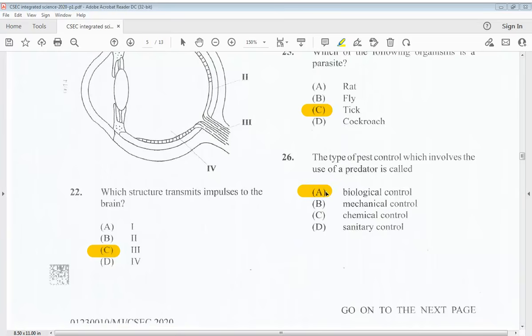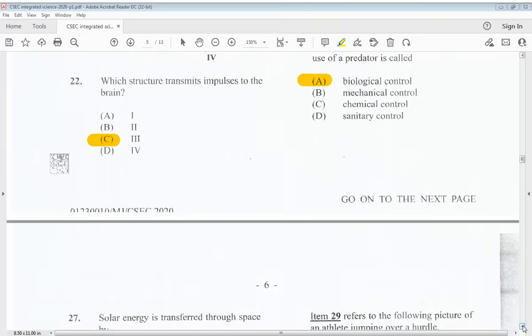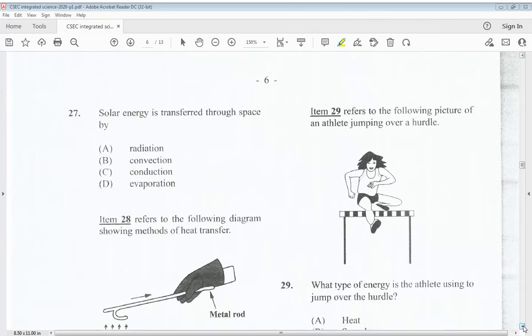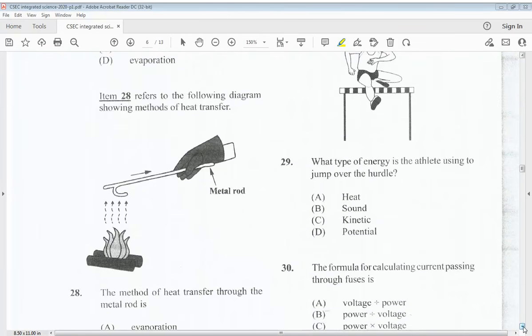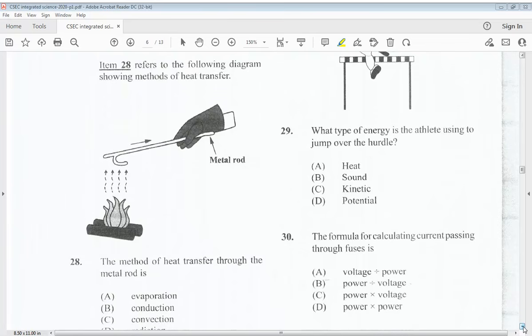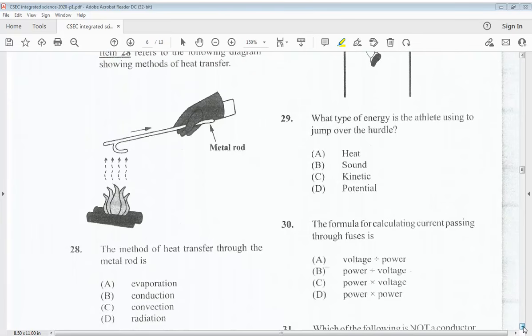So the answer would be A. Let's go to 27. Solar energy is transferred through space by, we know that is A, radiation. Let's move on to 28. So take a look at the diagram showing methods of heat transfer. So the method of heat transfer through the metal rod is, we know that is B, conduction.